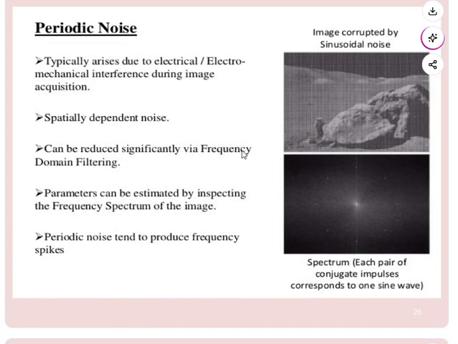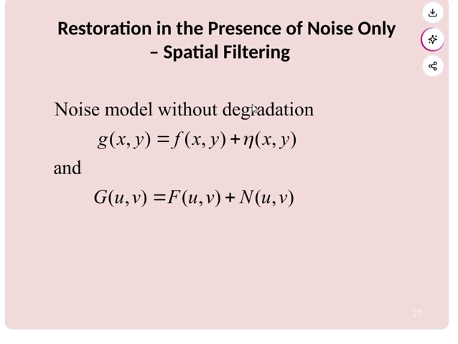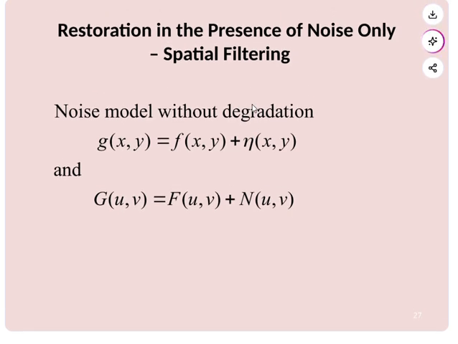Next we'll discuss periodic noise. It is spatially dependent noise and can be reduced significantly via frequency domain filtering, and periodic noise tends to produce frequency spikes. Next is restoration in the presence of noise only, that is g of x comma y is equal to f of x comma y plus n of x comma y. On converting to the frequency domain, it becomes G of u comma v is equal to F of u comma v plus N of u comma v.